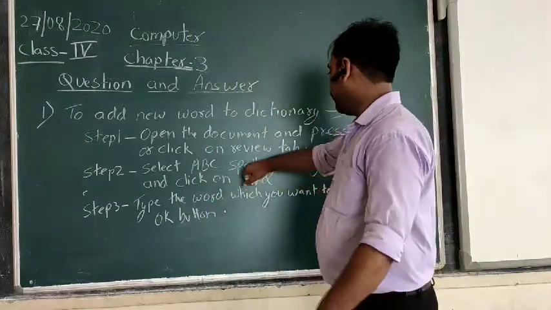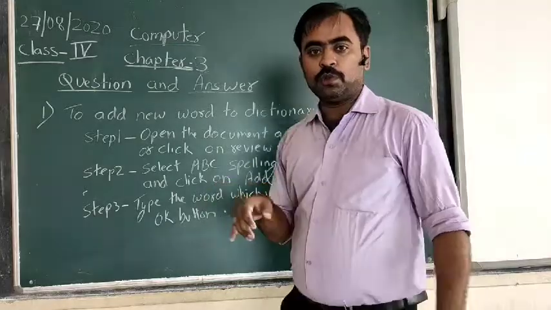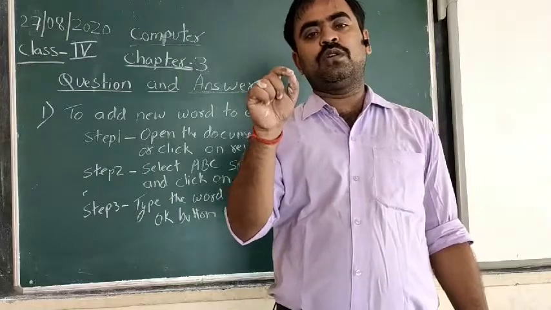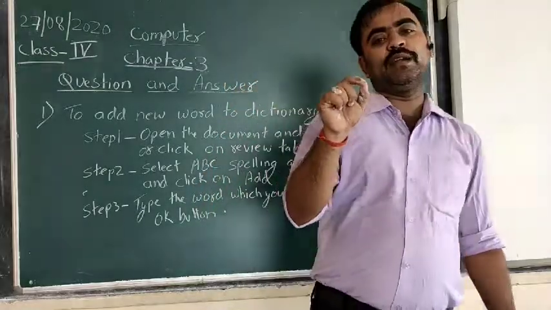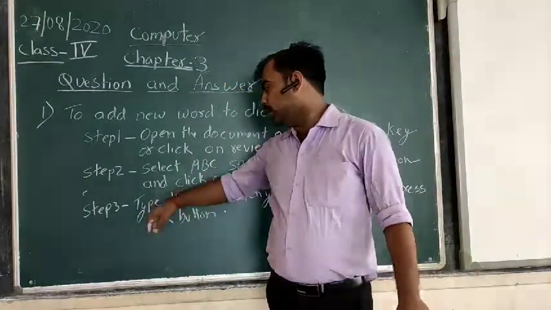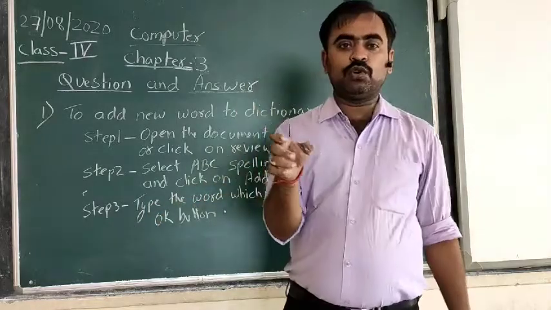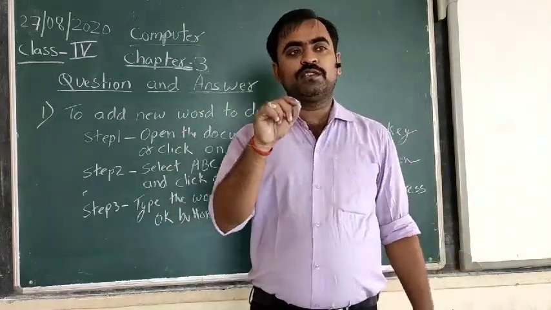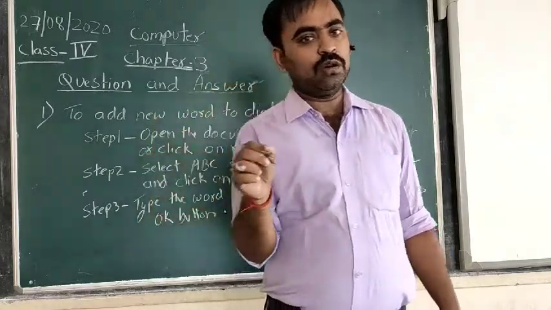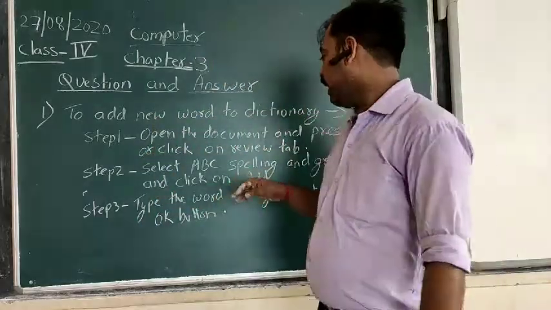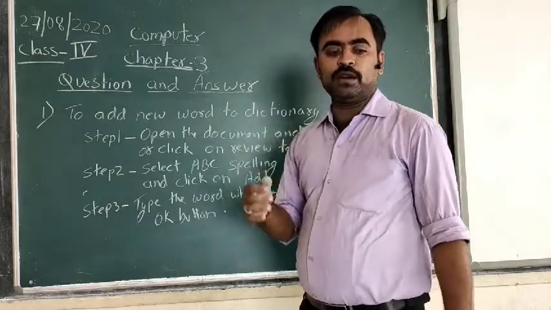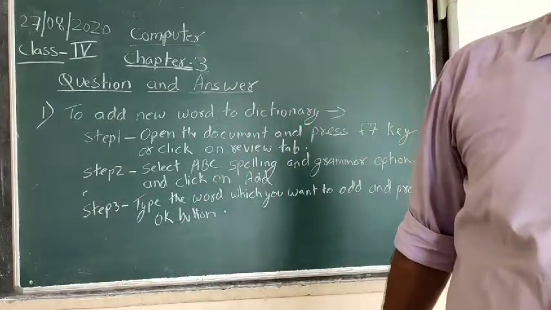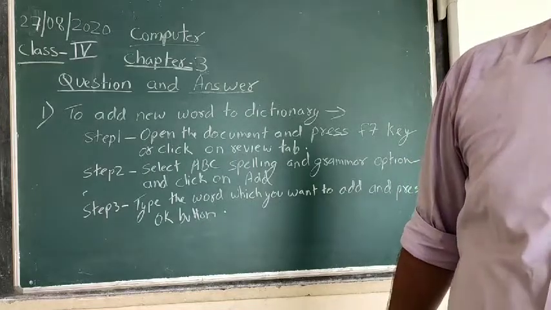As you click on the ABC spelling and grammar option, a new window will be opened, and from there you can select the option named add. As soon as you click on add, it will ask you to type the new word, and there itself a space is provided. You type the new word which you want to add and then press the OK button. The particular word will be added to the dictionary.